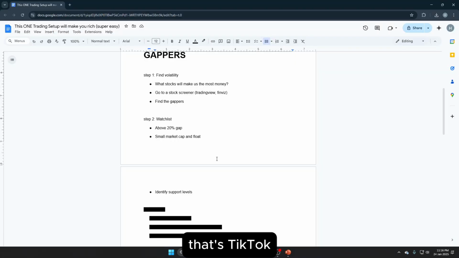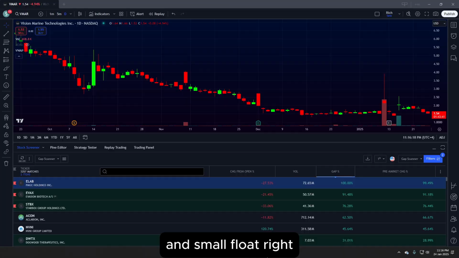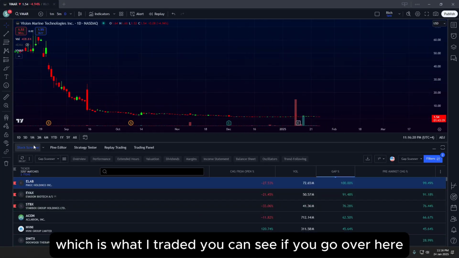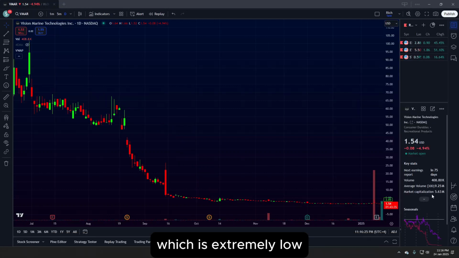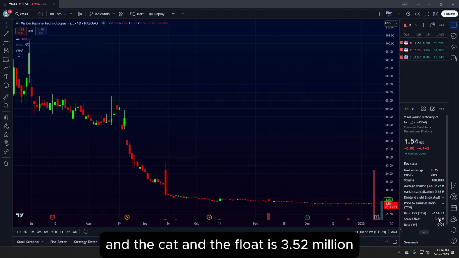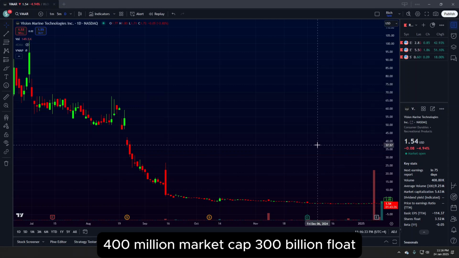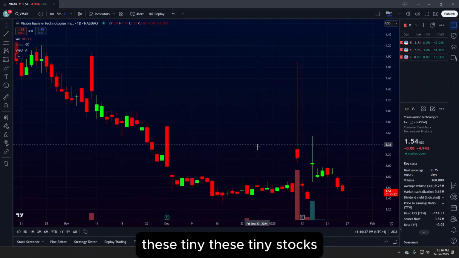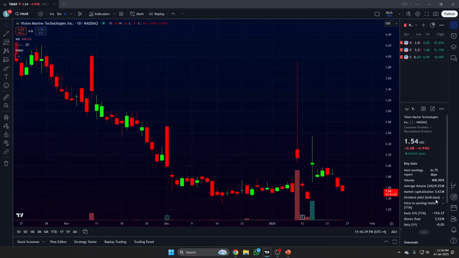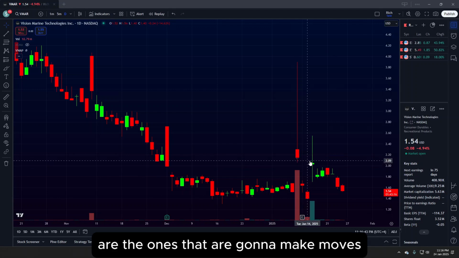That's ticked off. The second thing we need to see is a small market cap and small float, right? So this one over here, VMAR, which was the one I traded, you can see the market cap is 5 million, which is extremely low. And the float is 3.52 million, which again is extremely low. If you're trading stocks with like a 400 million market cap, 300 billion float, they're not going to go anywhere. These tiny stocks with a couple of million of market cap, a couple of million shares float are the ones that are going to make moves.